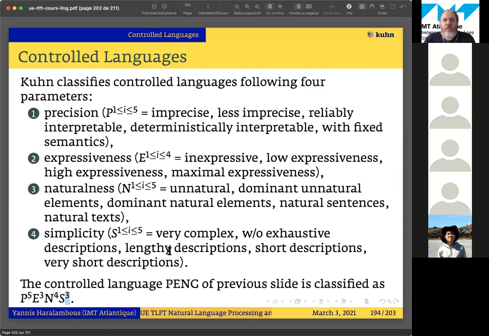And there is a conference every 2 years on controlled languages, and you also have visual controlled languages and so on. So it's a domain which is quite popular and can be important in many cases.